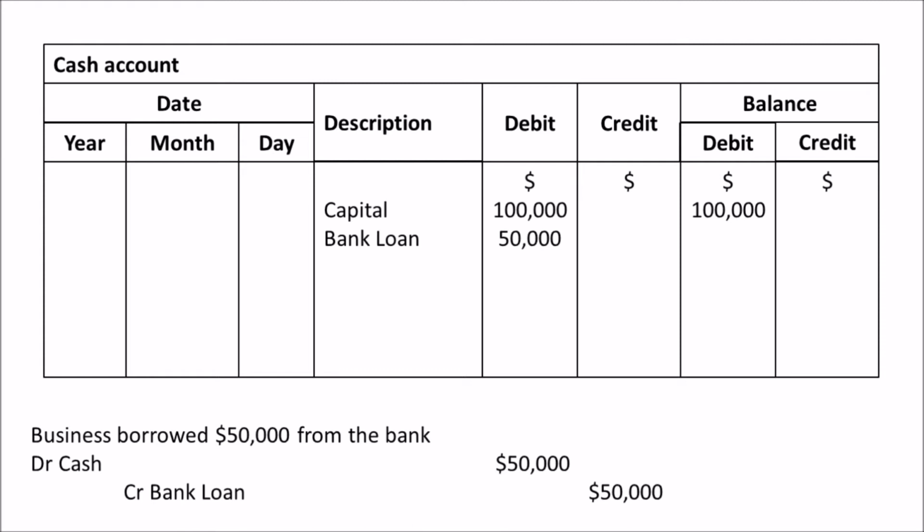Now our cash balance will increase by $50,000. Before this transaction, the balance was $100,000. So now it will be $150,000. $100,000 plus $50,000.